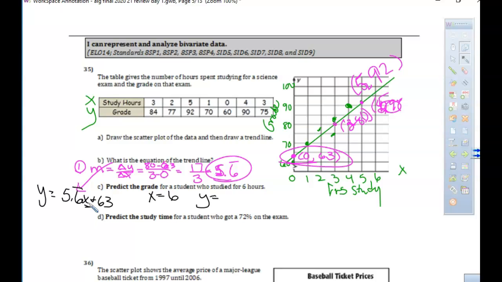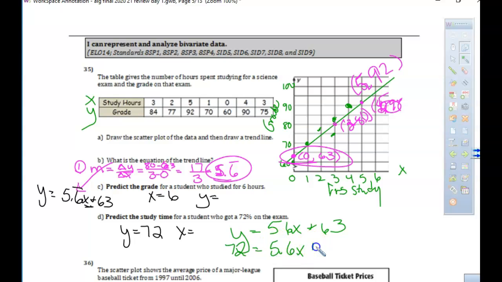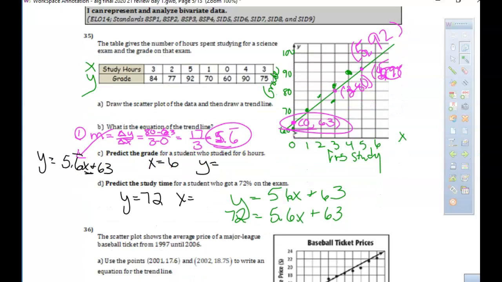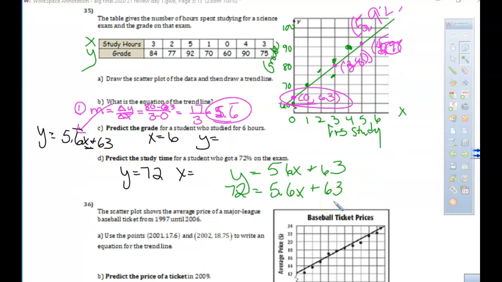So then it says predict when they get a 72%. That means if y equals 72, what does x equal? So I would go to the equation, y equals 5.6x plus 63, and I put 72 here. 72 equals 5.6x plus 63, and I'd solve that. And you guys know how to solve. You subtract 63 on both sides and then divide by 5.6. In this equation, you're going with 5.6 and you're replacing x with 6 plus 63 and finding y.